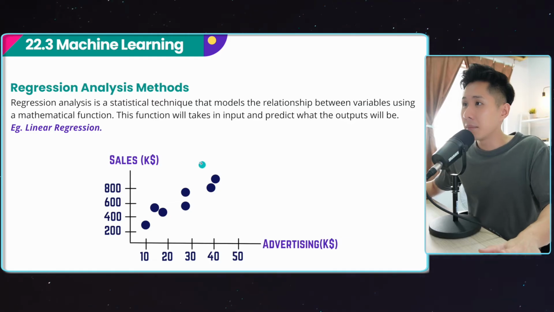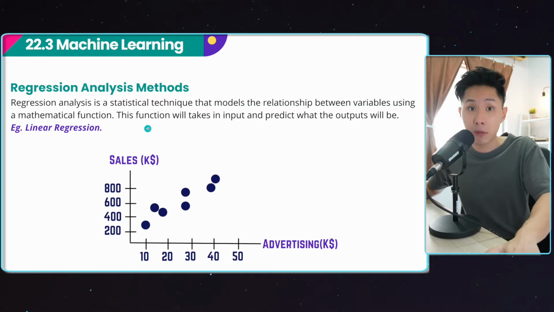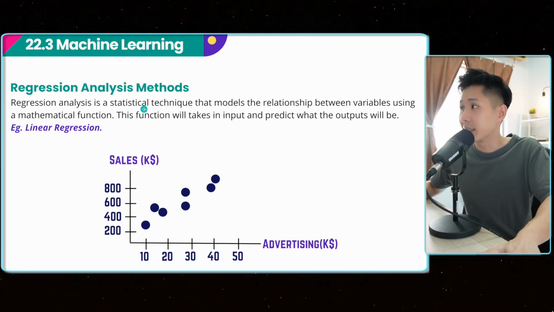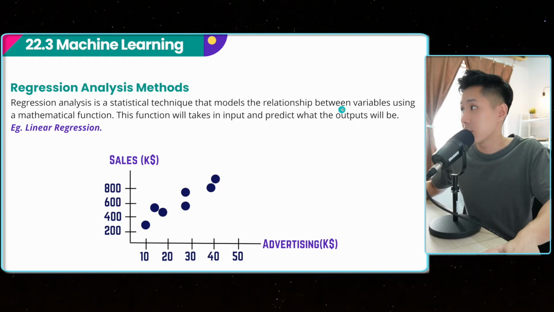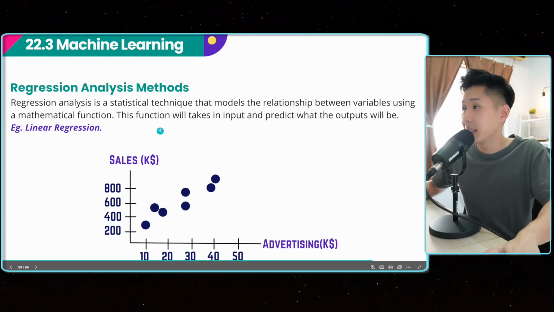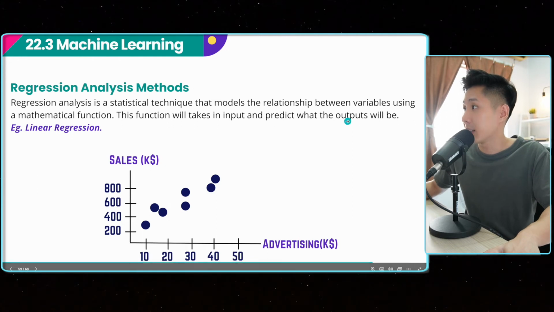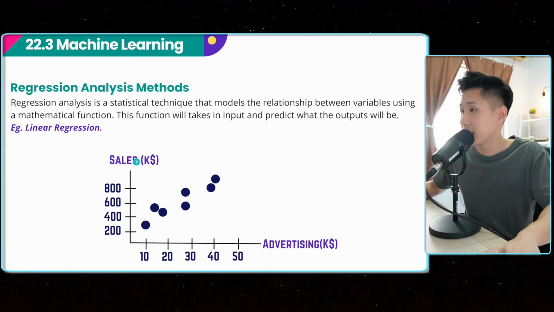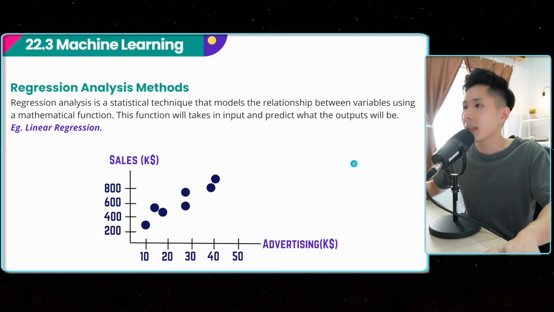Now, one method that is used in supervised learning in terms of how we predict data is linear regression. It's a statistical technique that models the relationship between variables, in this case sales and advertising. And this function will take in input and predict what the output will be. So let's look into this graph here, sales and advertising. The more advertising budget you spend, the more sales you get. That's good.